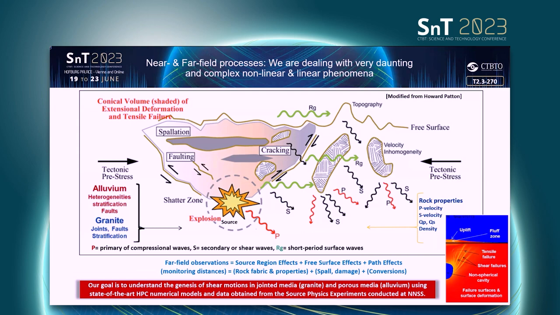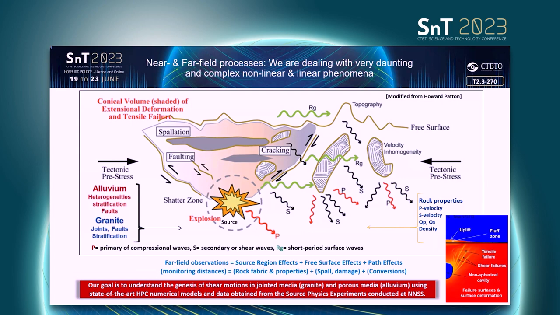Here, what we are looking at is that we are trying to simulate the near field and the far field processes. And we're trying to couple them, actually. We're going to use hydrodynamic codes for the nonlinear regime, and then an elastic wave propagation code for the far field regime. And the goal is really to quantify the energy partition between the different processes. For example, the far field observation is the integration of the source effects, the free surface effect, and the path effect. And the goal is to assess those partitions of the energy and see whether they are persistent by switching the fabric of the geology, say alluvium to granite.